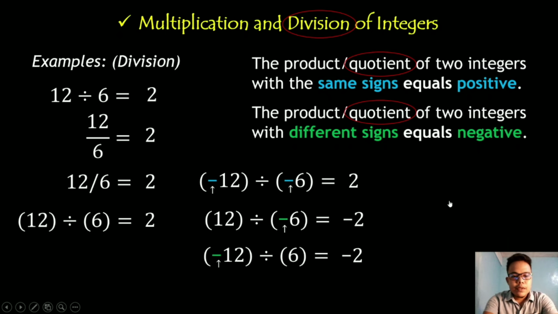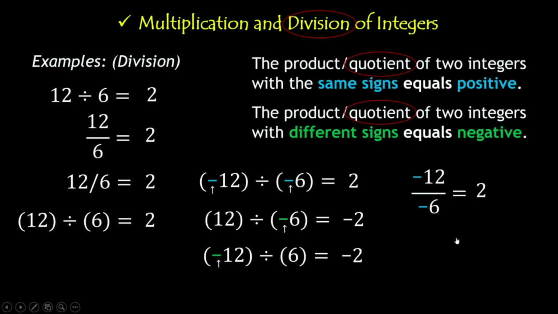Since may iba't ibang notation tayo na ginagamit sa pagdi-divide ng mga integers, if we have negative 12 over negative 6, ang sagot natin is positive 2 since magkapareho yung signs ng dalawang integers. And if we have negative 12 over 6, our quotient would be negative 2 since magkaiba yung signs ng dalawang integers. Ano naman yung rules na ginagamit natin sa pag-a-add o pag-subtract ng mga integers?